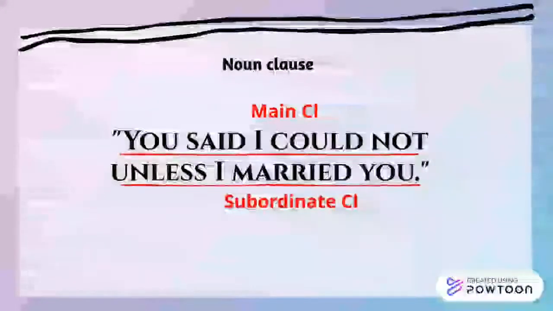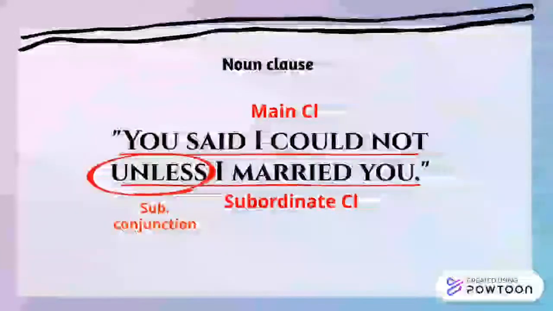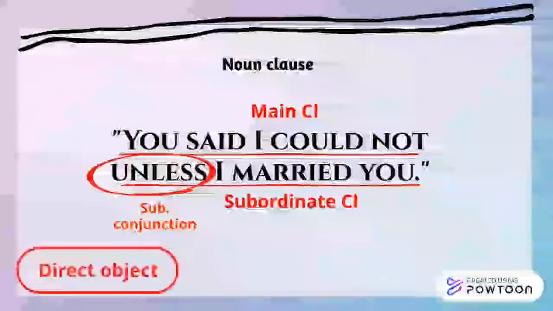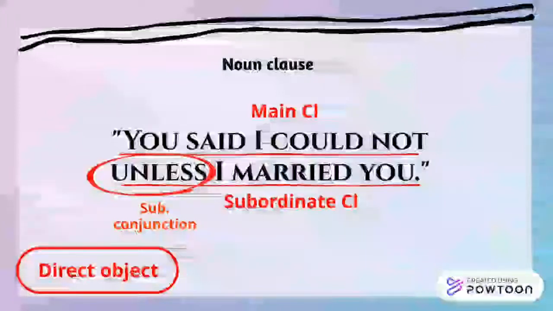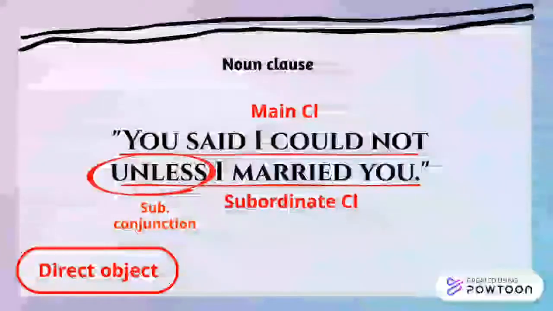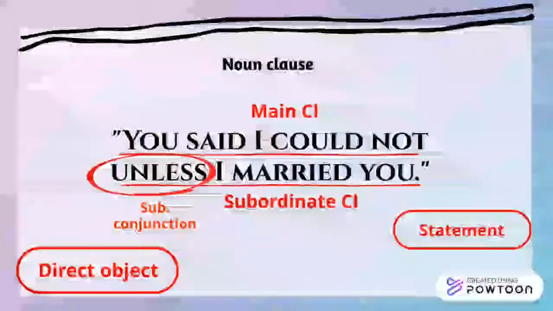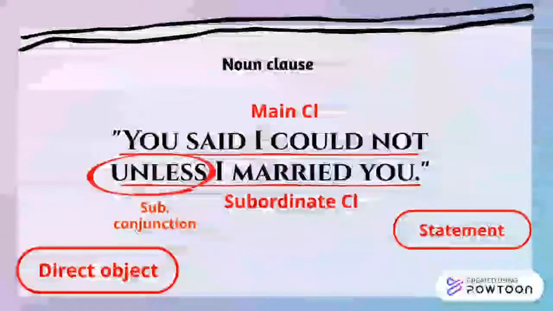It is introduced by the subordinator unless, which is a subordinating conjunction that indicates exception. The function of this clause is direct object because it answers a what question, which in this case is what did you say? I said that I could not unless I married you. The context in which this noun clause is found is after the modal verb could not. And finally, the main use of this clause is a statement because you told me directly that I could not unless I married you.